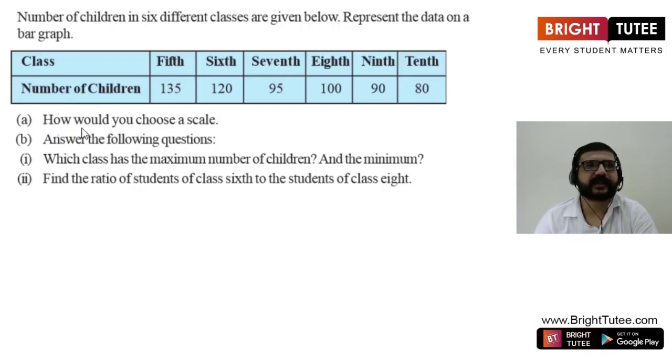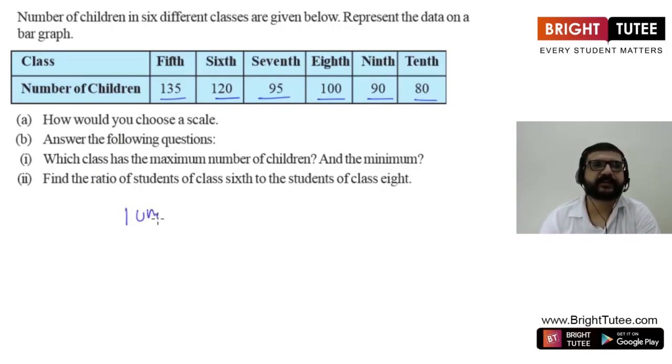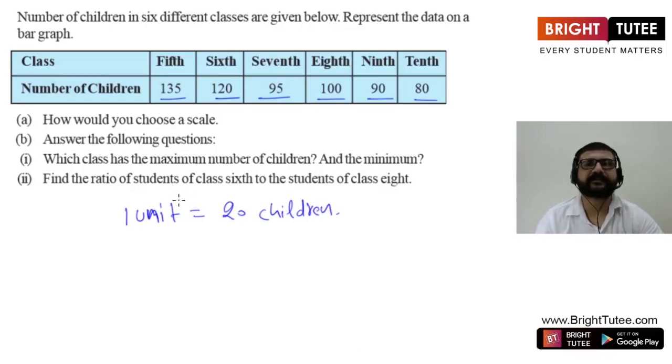The first question is, how would you choose a scale? Now as we can see here, the number of children are 135, 120, 95, 100, 90 and 80. So for this we can choose a scale which is 1 unit is equal to 20 children. Now let's draw a bar graph using this scale.